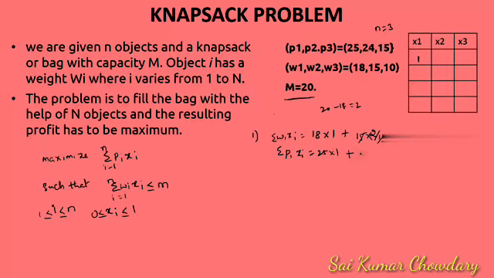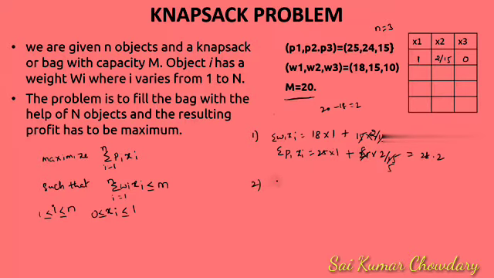Profit of the second object is 24. In that I am taking only the fractional part, which is 2 by 15. So like this you need to consider. Anyway, 2 by 15th part. Now the bag is full, that's why there is no need to take the third object. So like this you need to consider. So this will become 28.2.